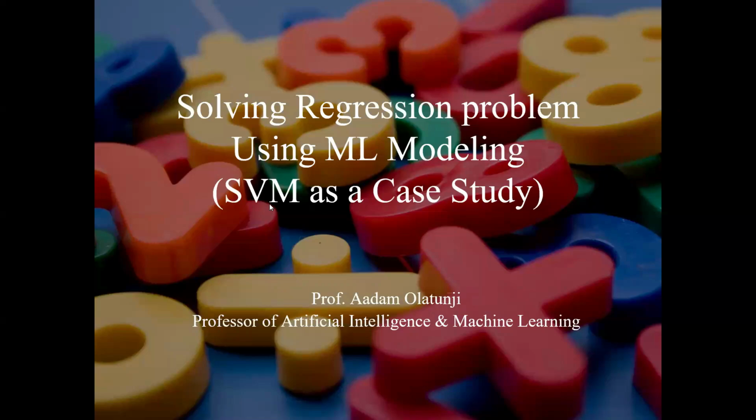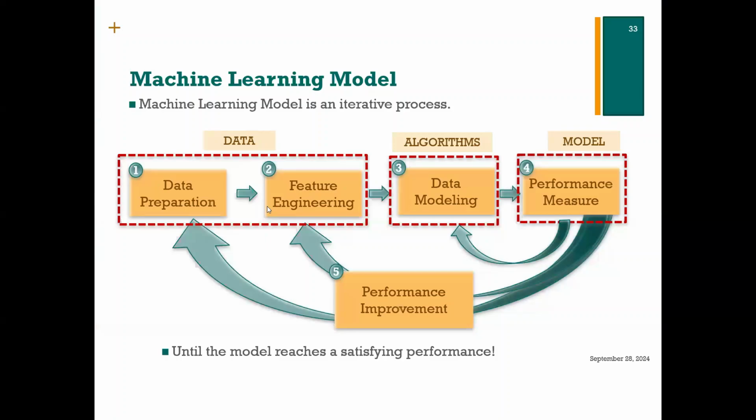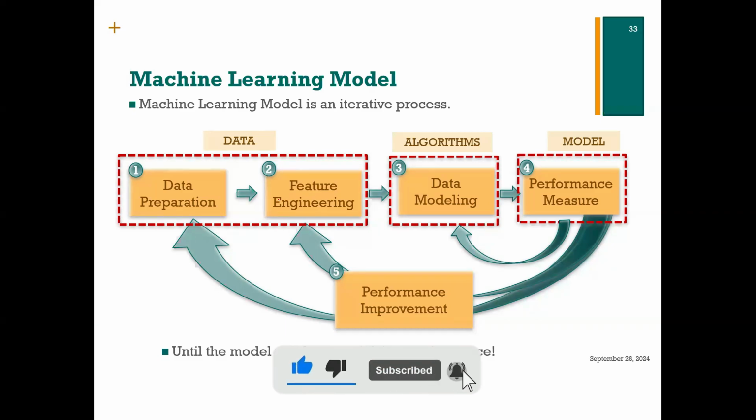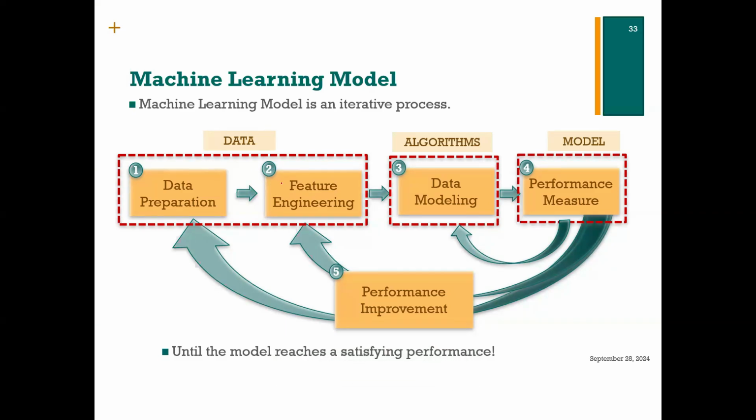To continue, we were discussing solving regression problems using machine learning models with a case study. I took us through the usual iterative process of ML modeling, whereby you get your data ready, put in your data, do the modeling, and then once you are done with the modeling, take the performance measure. You may have to go back and do hyperparameter optimization until you get the best value.